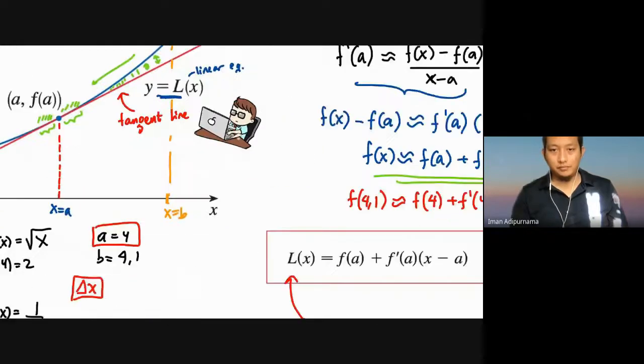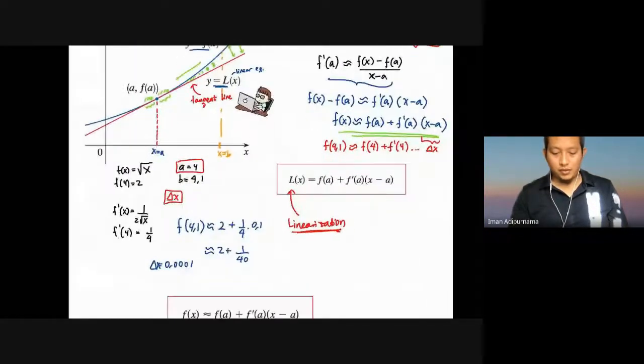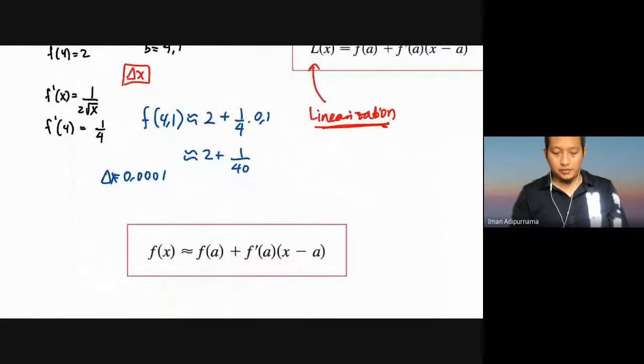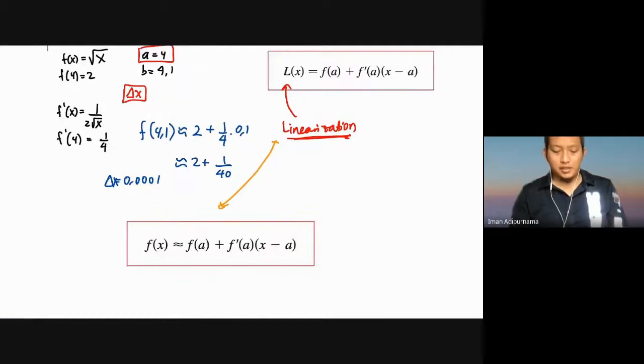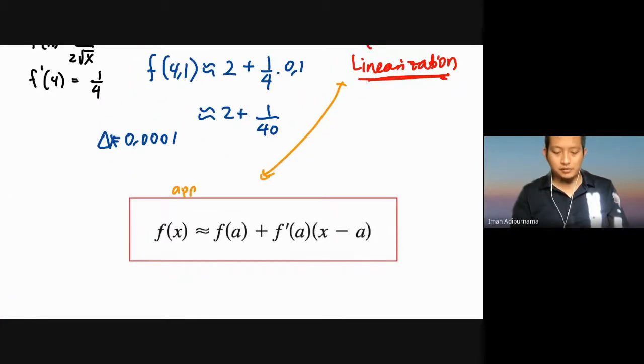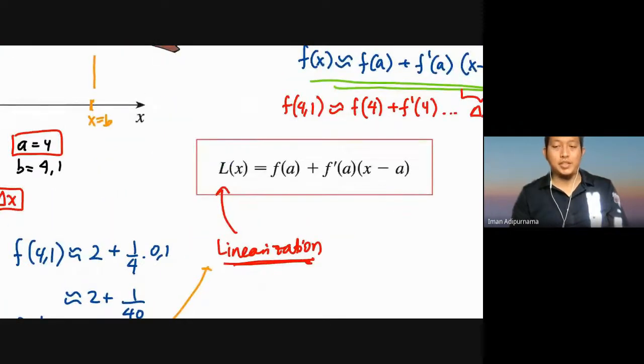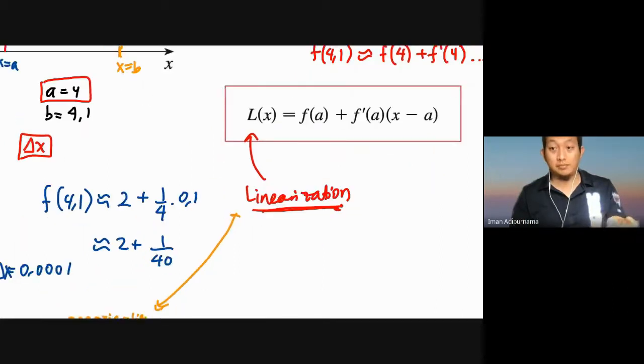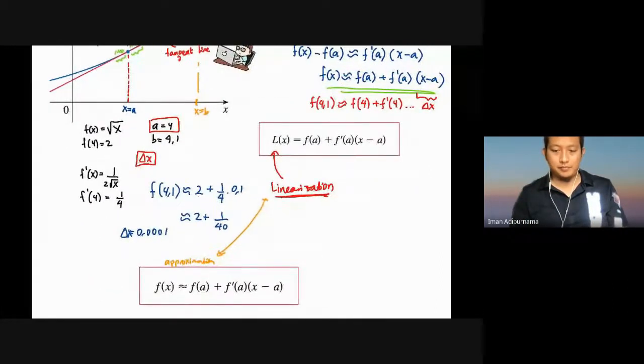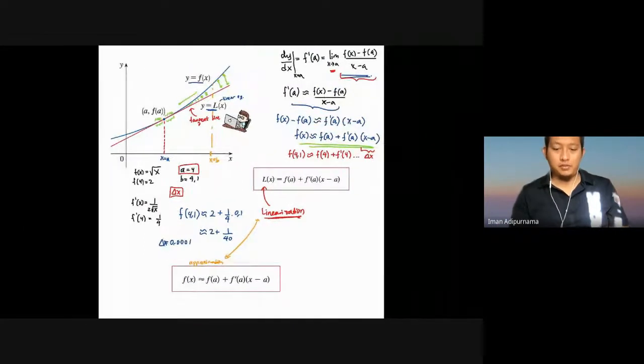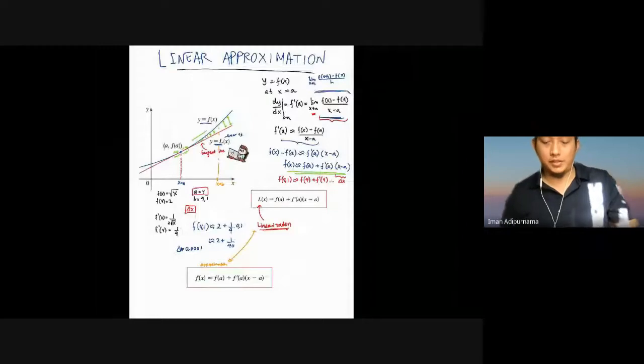Or you can also write it in terms of this. It's actually the same thing. This is for approximation, but this is the linear equation. Similar but a little bit different, but the concept behind these two is the same. Okay, let me stop here for now and give you some time to write first.